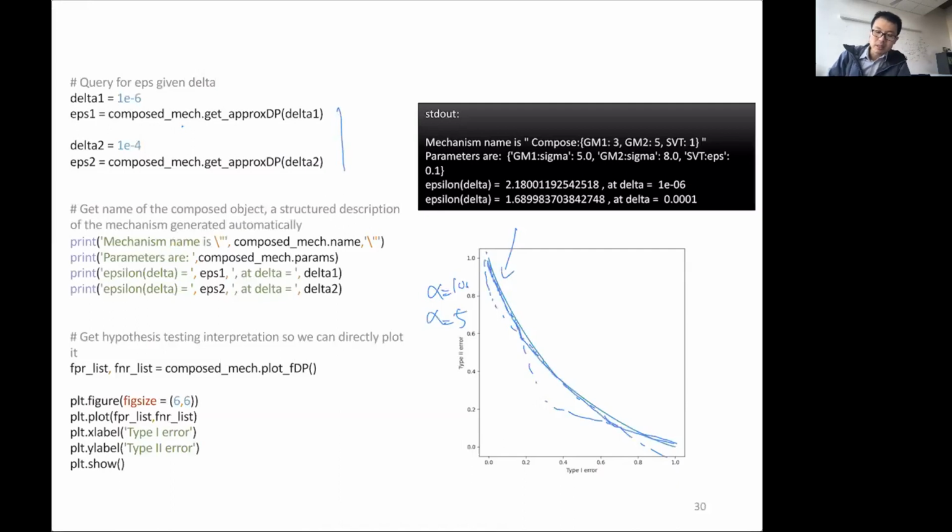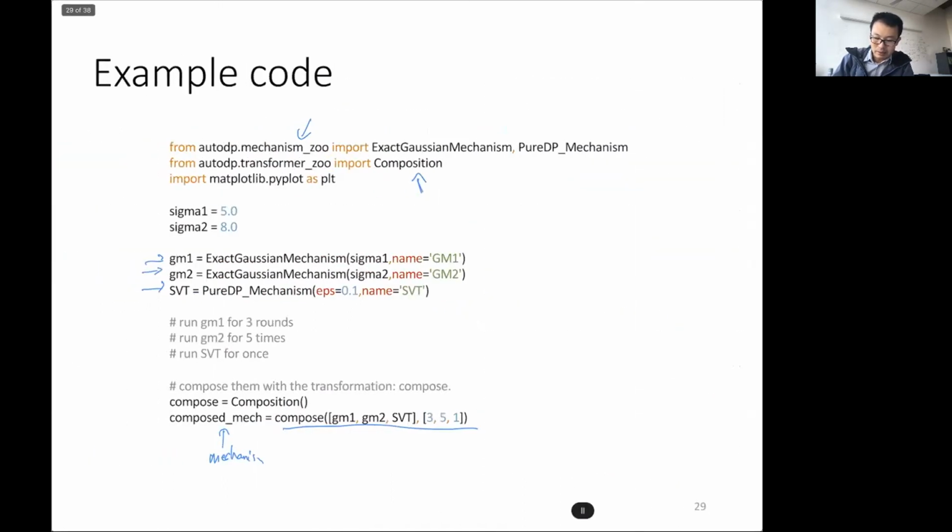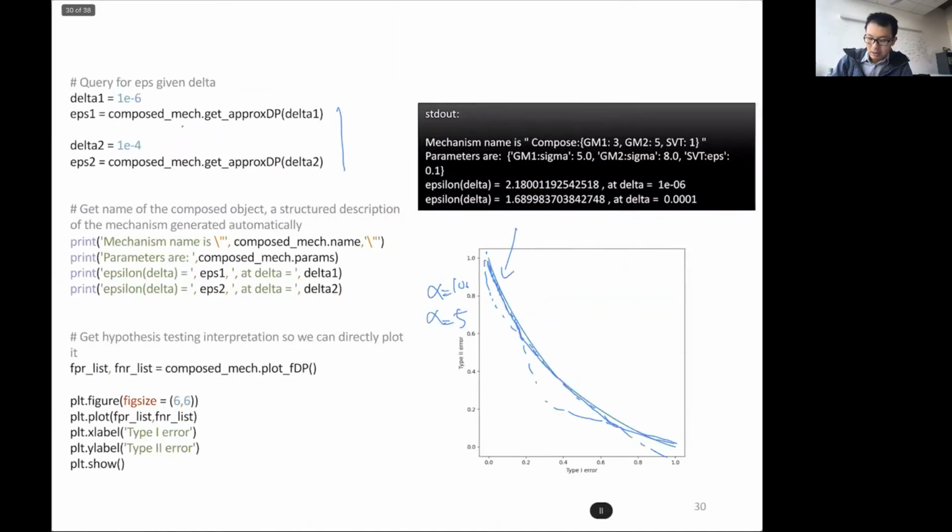only has to create this mechanism using this function and the basic building blocks, and then all these interpretable trade-off function representations, and maybe AUCs and the lower bound on the type 2 error when type 1 error is fixed at 0.05 and so on, can be directly read off from this data structure called the composed mechanism.